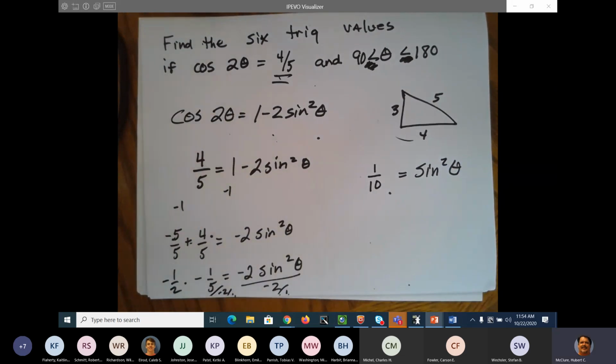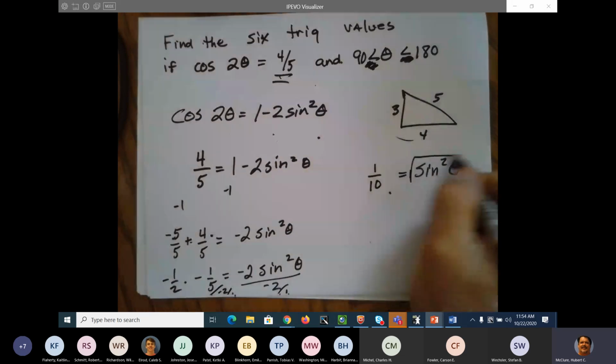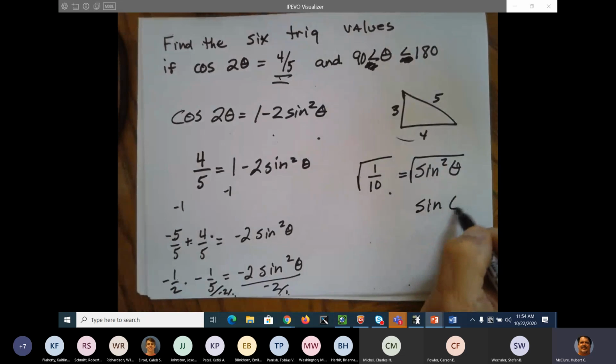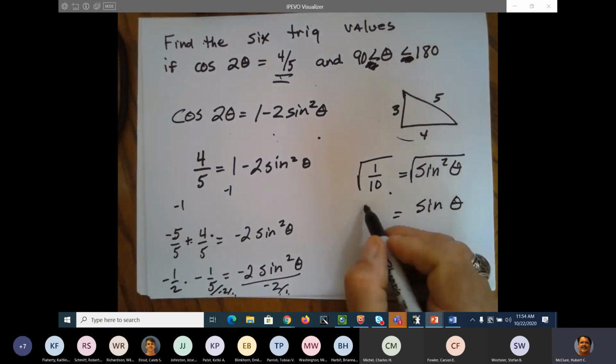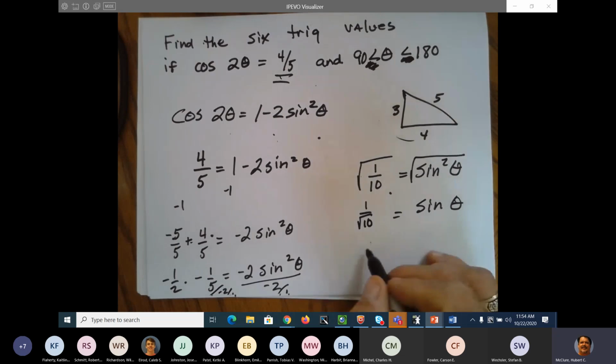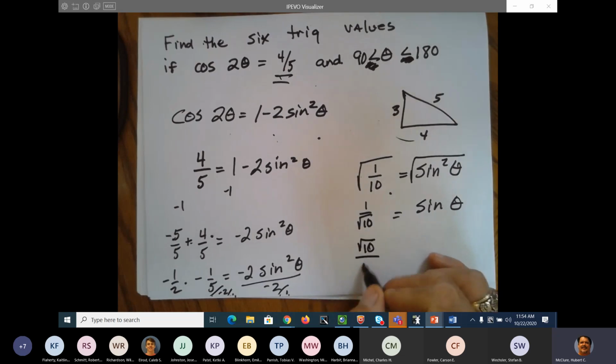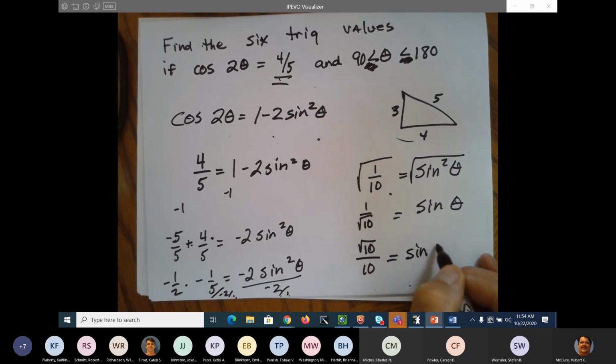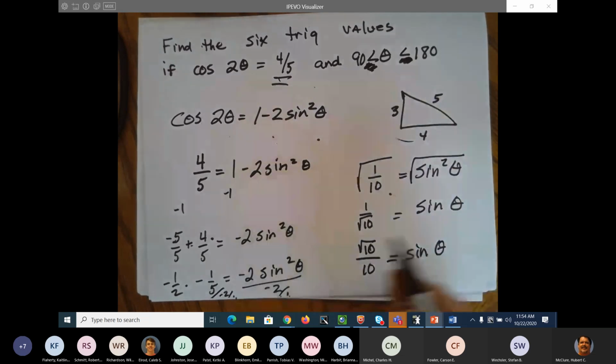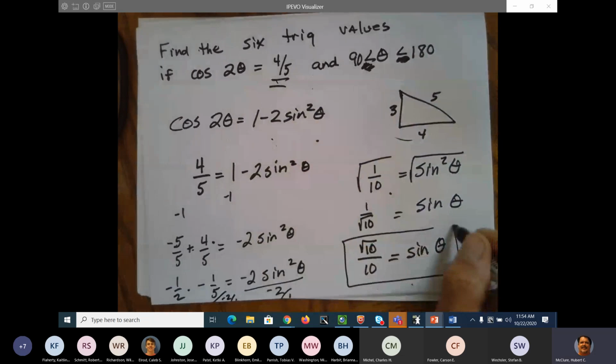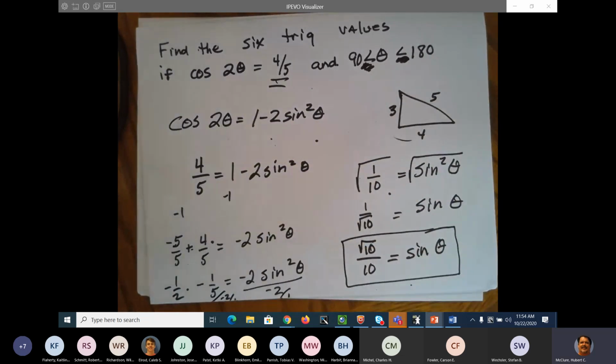And of course, take the square root of both sides. Sine of theta is equal to 1 over the square root of 10, which is basically the square root of 10 over 10. Now that's the type of problem I would put on a test. Now, of course, once you find the sine, then you can find the rest of it.